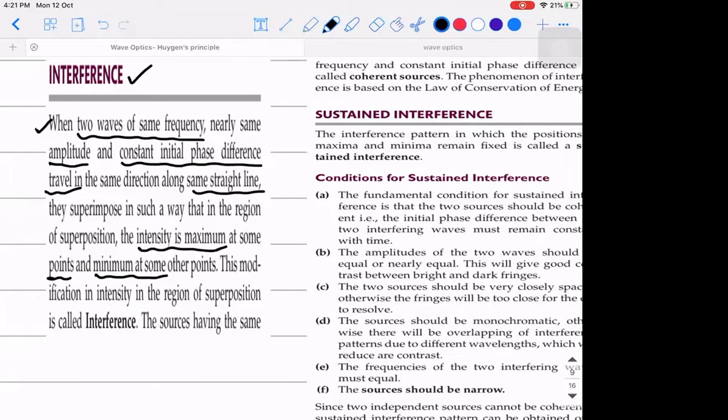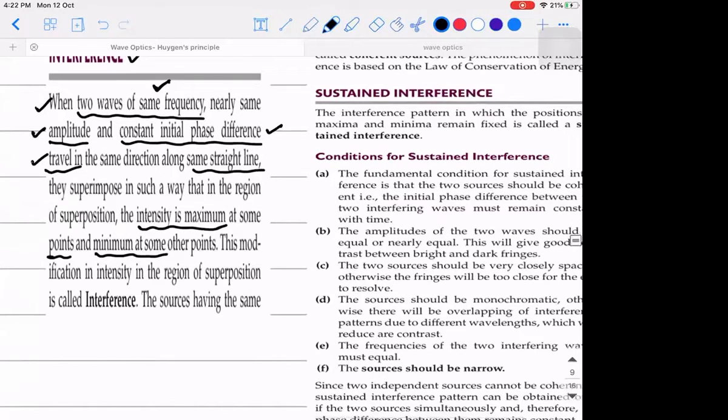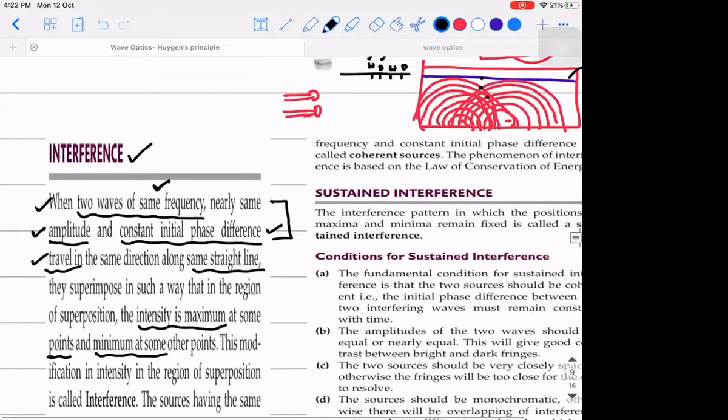Now the question is, for this interference to take place, one thing is clear, that it is happening because of the superposition of waves. But what kind of waves are supposed to be used for the superposition so that you observe a clear pattern of it? The first few statements tell you that you need to have two waves of same frequency, nearly same amplitude, and constant initial phase difference. Is it clear? So, if you have two sources which follow all these conditions, those kind of sources are called coherent sources.